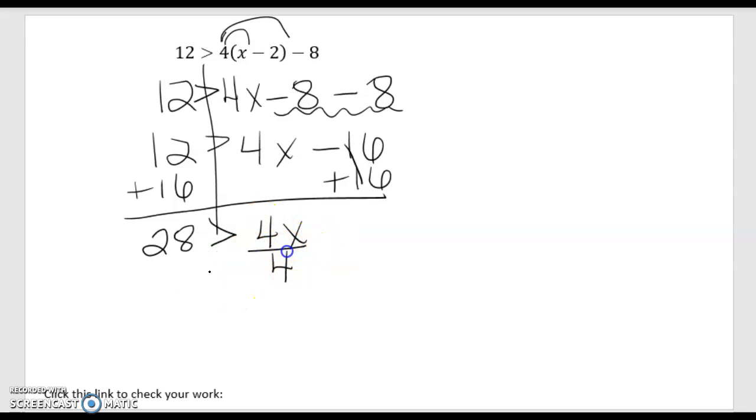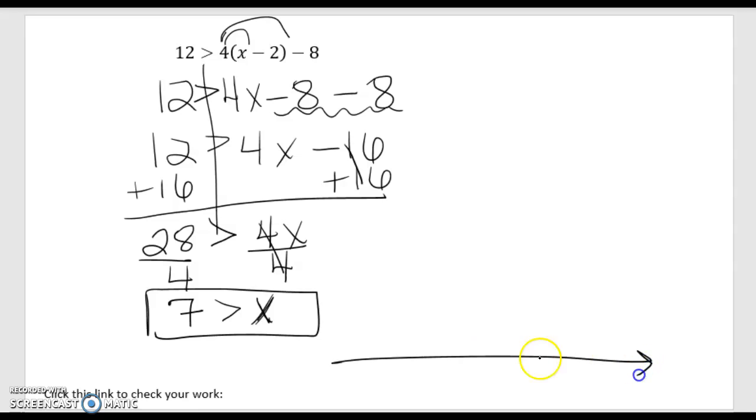Now I need to divide both sides by a 4. That does not cause me to reverse my inequality sign because the 4 is not negative. We would only reverse it if that were negative. So now we do our number line.